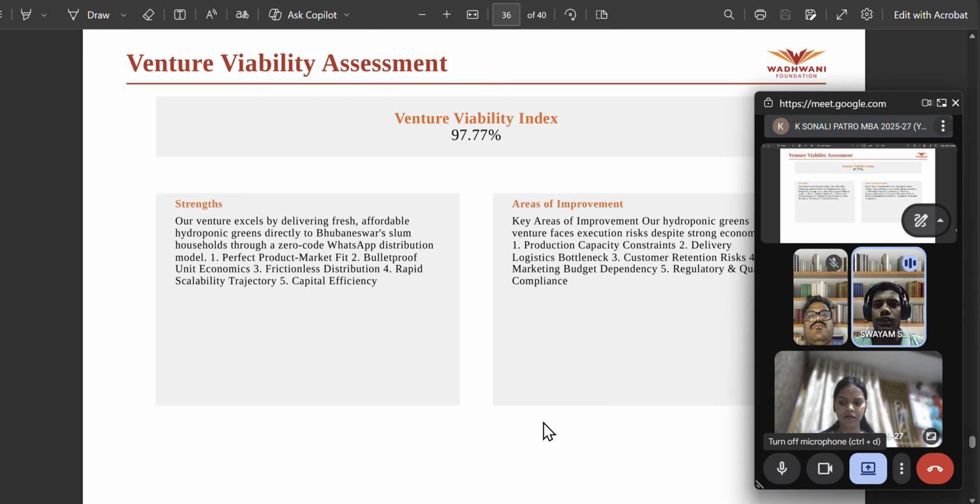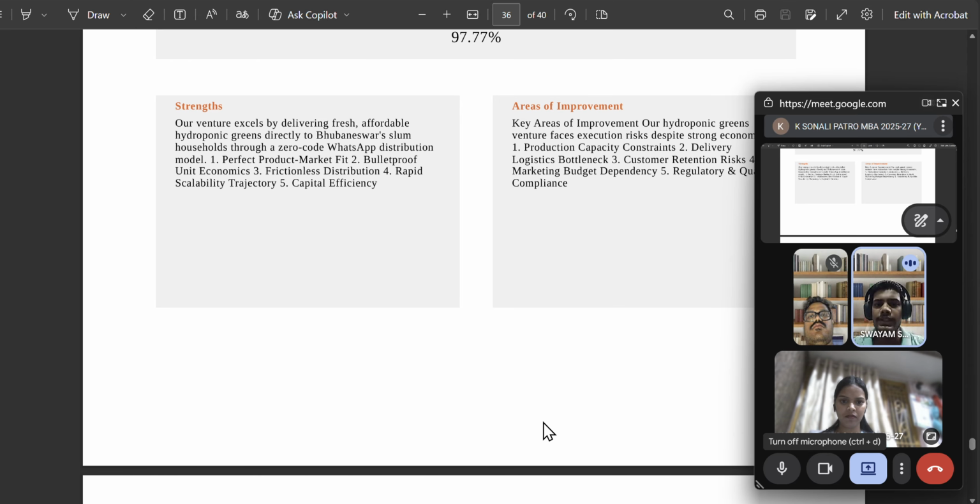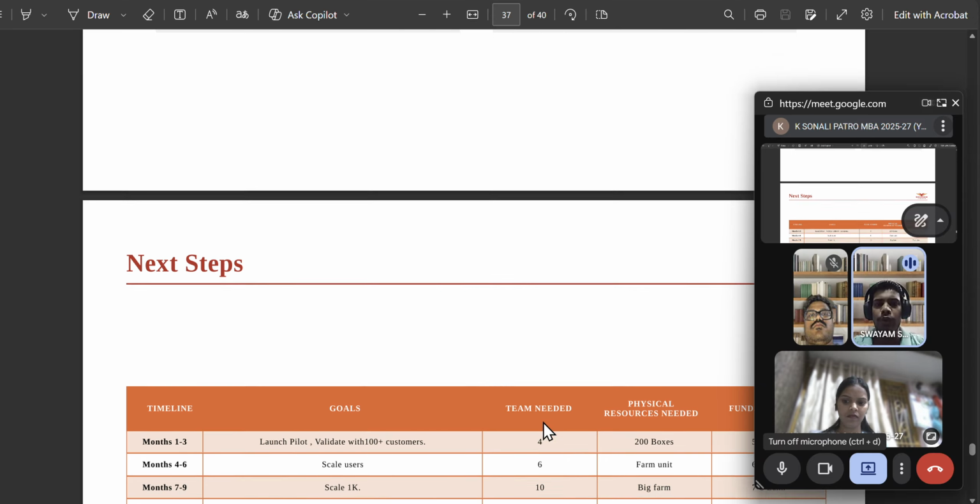Our venture has a very strong viability index of 97.77%, which indicates a high potential for success. Our key strengths include a strong product market fit, cost-effective operations, simple WhatsApp-based distribution, and high scalability. However, we also recognize some challenges such as our production capacity, delivery logistics, customer retention, and regulatory compliance. Now coming to our overall roadmap.